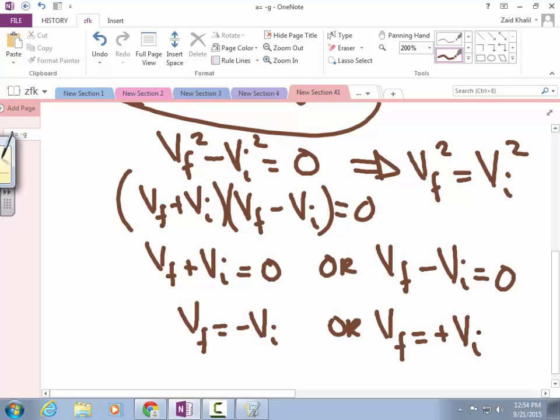Which solution is not physically possible? Vf equals plus Vi. So we rule out that solution based upon physical reality. This is not a physically reasonable solution. So, other properties.